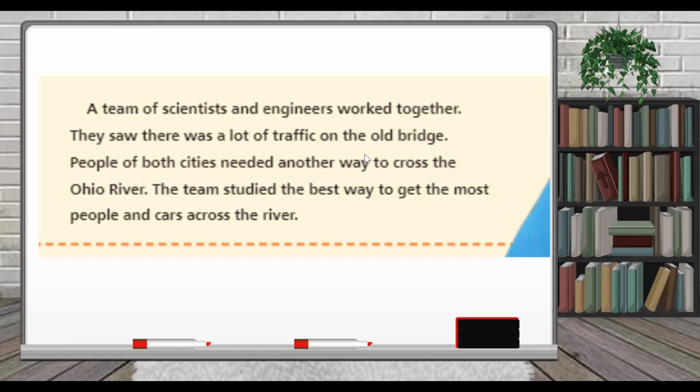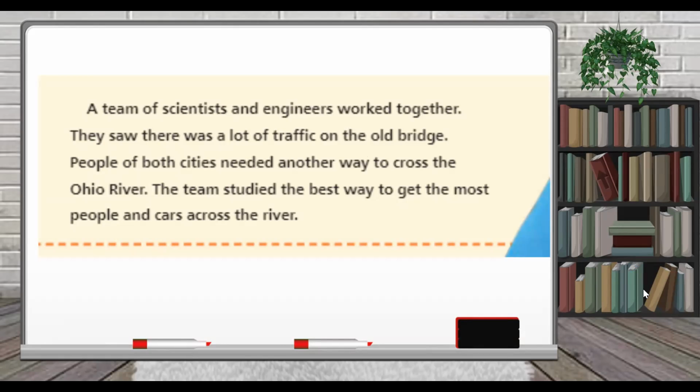Of course, a team of scientists and engineers, they work together. Engineers can't work alone. They need scientists to help them. So they saw there was a lot of traffic on the old bridge. People of both cities needed another way to cross the Ohio River. The team studied the best way to get the most people and cars across the river.